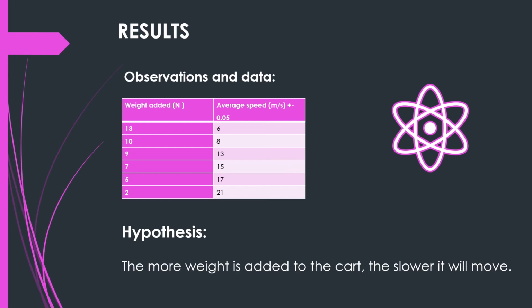The average speed was obtained using the formula for speed, which is the speed equals distance divided by time. Next, we see the hypothesis that states that the more weight is added to the cart, the slower it will move.